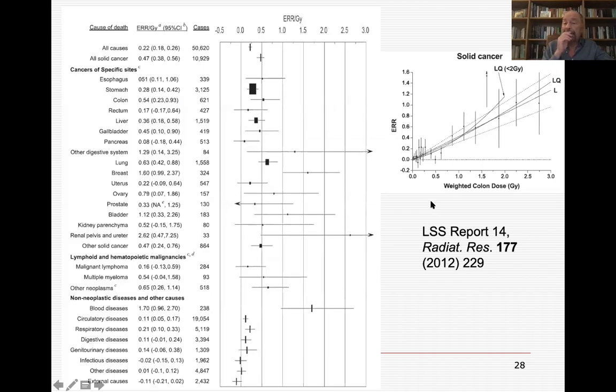This is actually the same, but now with more recent data. This is from report 14 in 2012. And you see here, these are now given here. This is interesting. You see here the points. This is the ERR per gray, given per gray, but same as per sievert before.